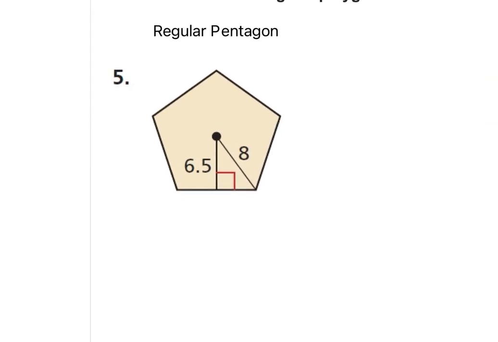Okay, what we do know right now is that the apothem, this guy right here, is 6.5, but we still need to figure out what our perimeter is. And in order to figure out what our perimeter is, let me erase that. Here we go. Okay. In order to be able to figure out what our perimeter is, we need to figure out what this value right here is.